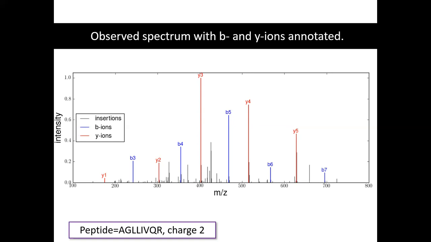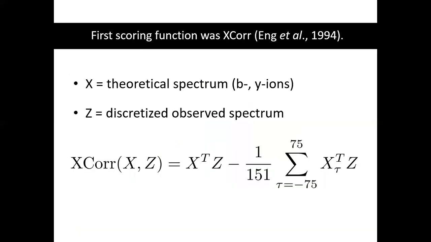Now, the specific form of the scoring function usually characterizes the scoring algorithm. For instance, the very first scoring function ever is called X-score. It debuted all the way back in 1994. If we let X be the theoretical spectrum and Z be a quantized version of the observed spectrum, then X-score consists of a dot product, that's the first term in X-score, minus a cross-correlation term.